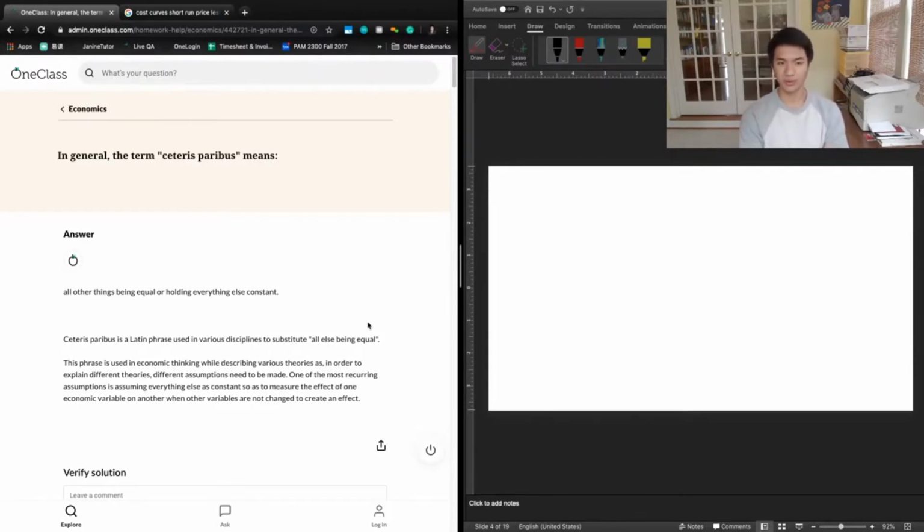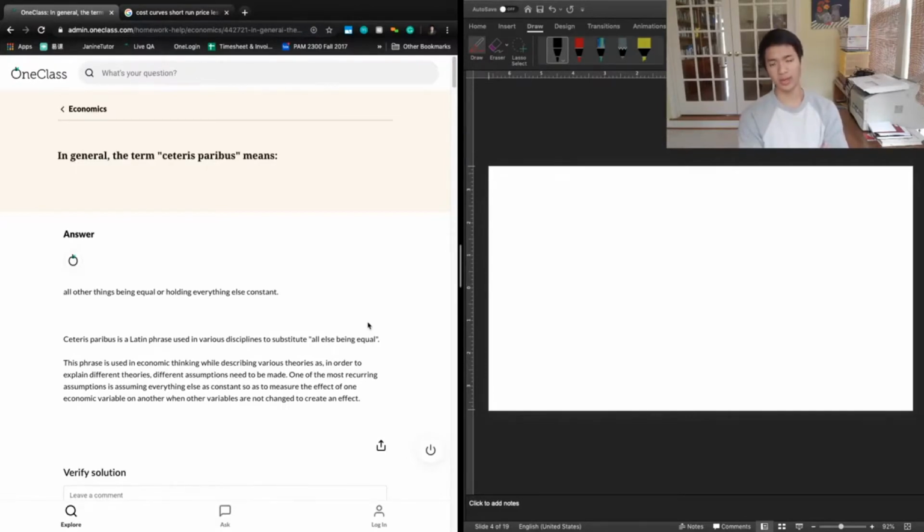And the term ceteris paribus means holding all else equal, and it is an assumption that economists use when talking about changes or talking about different economic theories where we hold assumptions for some things to be equal and other things to be variable.